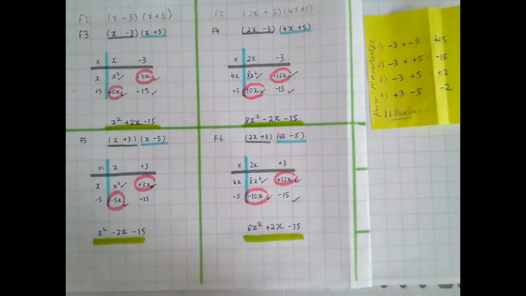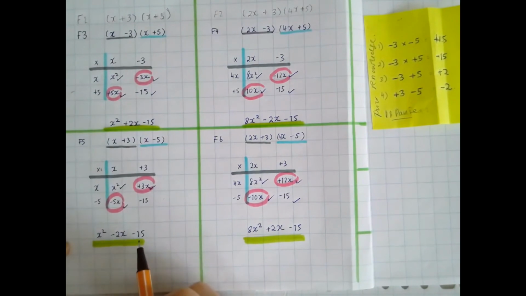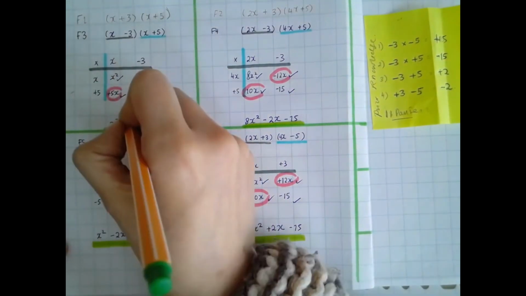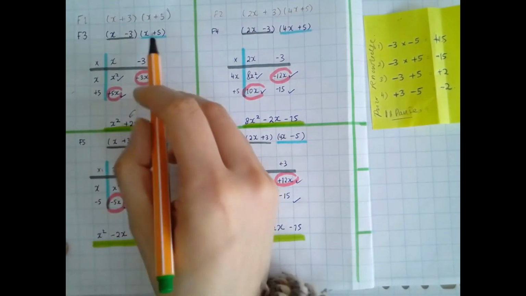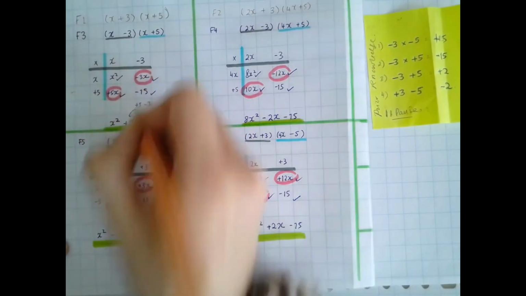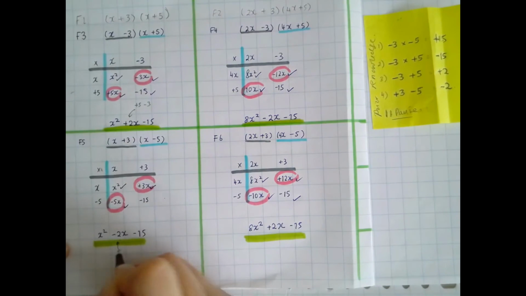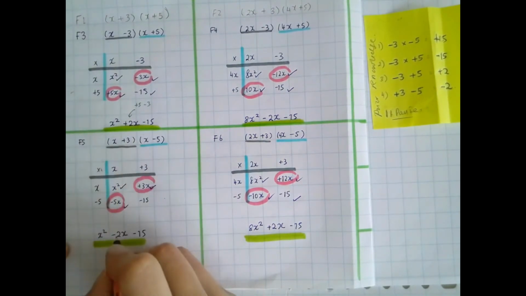Let's review these answers to see if we can spot any shortcuts. What's the same and what's different? Between F3 and F5, we had positive 2x and negative 2x. What was affecting that change? That positive 2x came from the positive 5 taking away 3. This positive 5 and you're taking away 3. This negative 2 came about because it was negative 5x adding 3x.